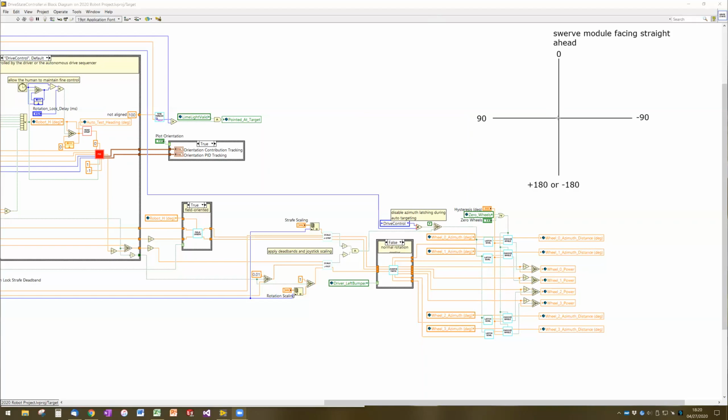At any given time, the wheel module is at some angle, and we are trying to get to some other angle. So red here is the current swerve module angle, and green is the angle that the swerve math VI is trying to command the wheel to go to.